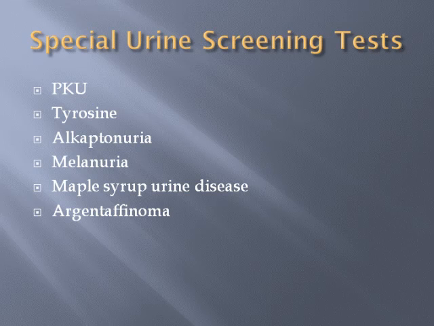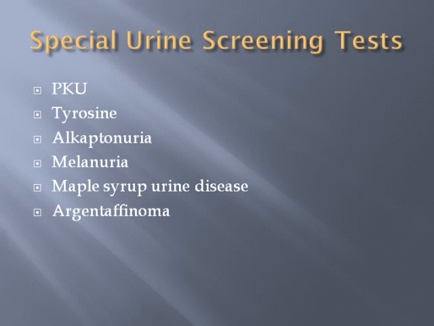Okay, so that rounds out the crystals and the other cellular components of urine that we might see. So now we're going to switch gears a little bit and talk about some special urine screening tests. Actually, we're not going to talk a lot about them because I would like to remind you that only 9% of your Board of Certification exam is urines. So the PKU test can be done on urine, as well as tests for tyrosine, alkaptonuria, melanuria, maple syrup urine disease, and argentaffinoma, things that could be tested for.